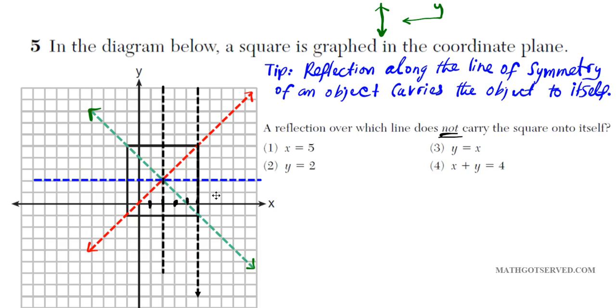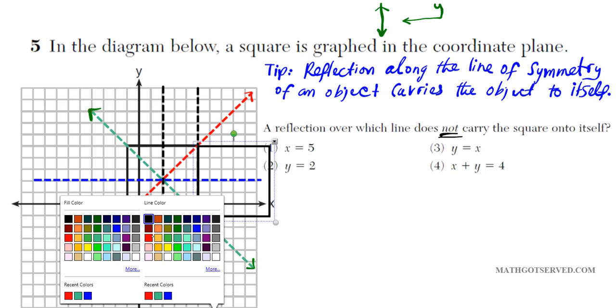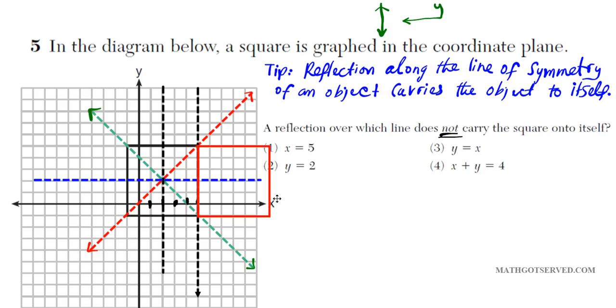So what happens when we reflect this square about this line? Does it carry the square onto itself? The answer is no. If I reflect this square about this line, all these points here go to the right, and then we have a situation like this. A little bit bigger, down. All right, so is that square overlapping the other square perfectly? Let's make it red. The answer is no. So we can clearly see that our answer is option number 1.